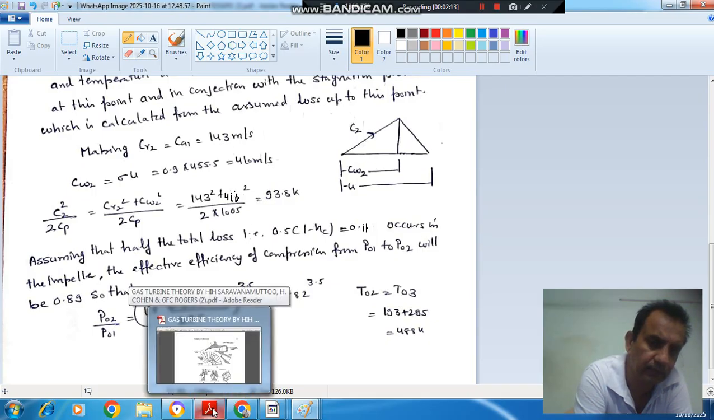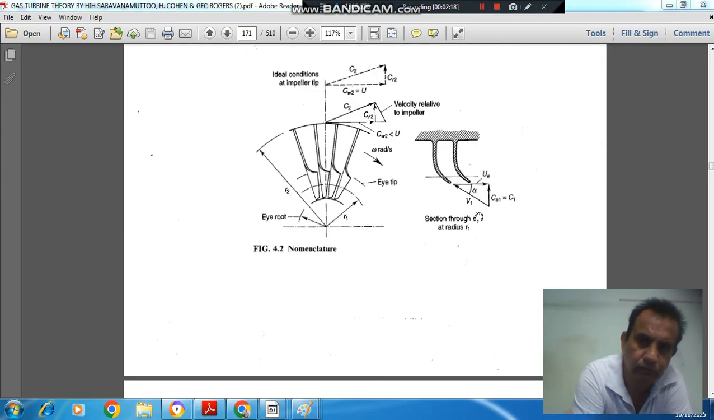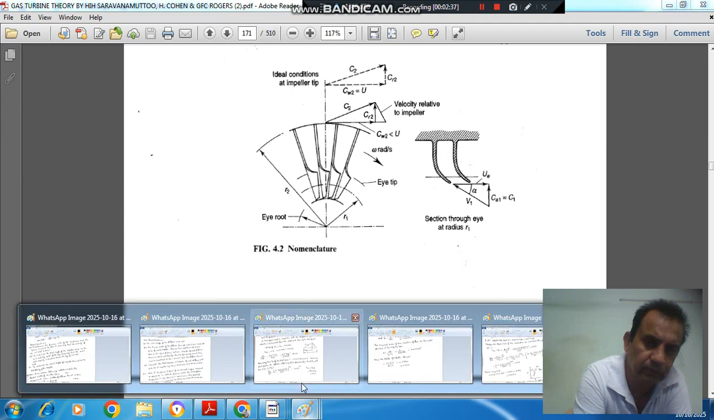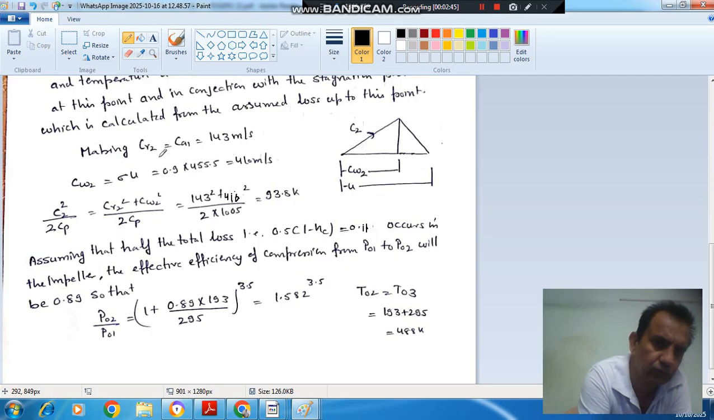Now if we look at the velocity diagram, this is your inlet velocity diagram, this is your CA1, and this is your outlet velocity diagram. So this will become CR2. Initially it was axial, now it is radial. So CR2, and this is your CW2, this is your U, and this is your C2. So now we can calculate this C2 also. Our next purpose is to calculate the density. This velocity we have assumed, that is CR2 is equal to CA1. So now I will look for density.